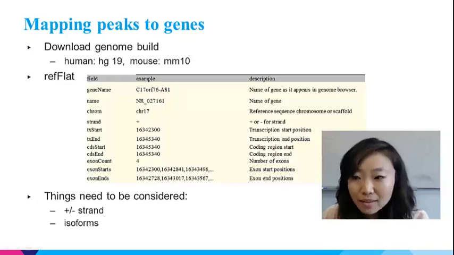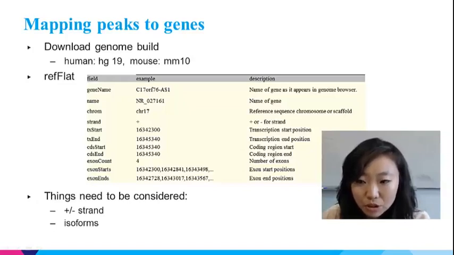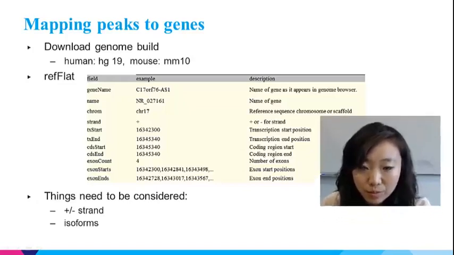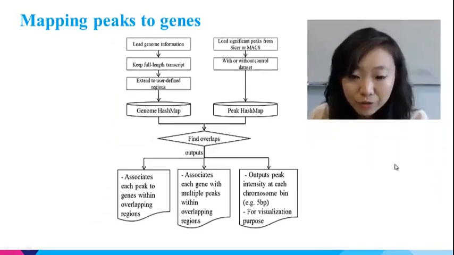To bear in mind, the strand on which the gene gets transcribed matters when we map the peaks to the genes. The order of the start and end position is reversed on the minus strand. And also, for genes that have different isoforms, you need to make decisions about how to handle these isoforms. Now we have genomic annotation of the genes.